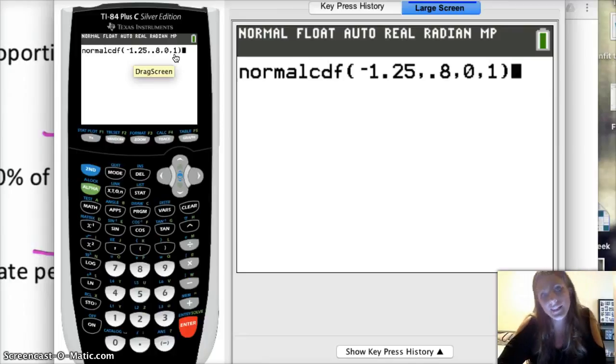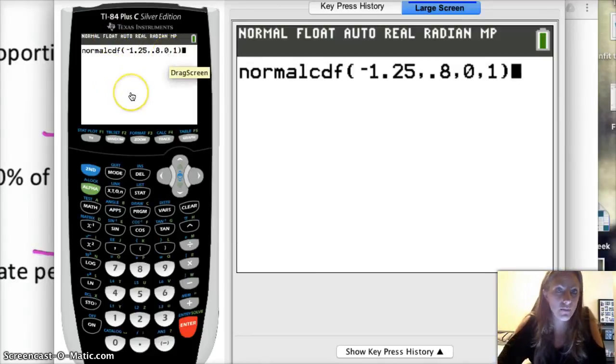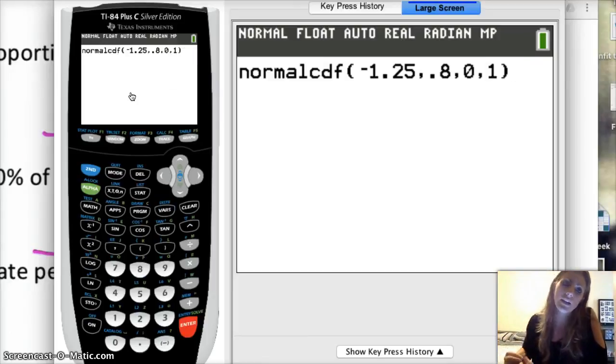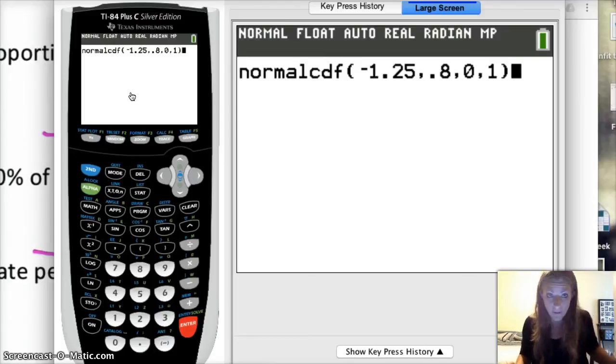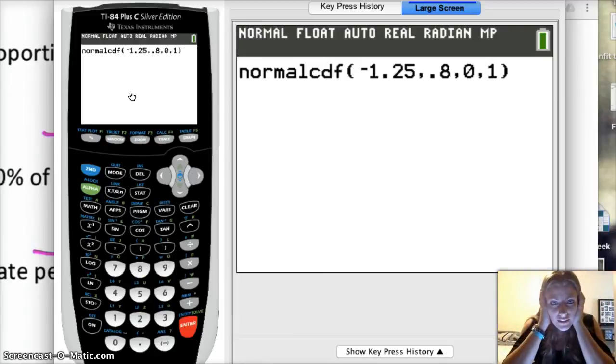That's the order. It kind of sucks if you don't have an 84 or above, because you have to memorize this, but there is actually a program that you can download to your calculator that will allow you to do that. So if you have an 83 and you need that program, called Catalog Help, let me know, and then I can show it to you.